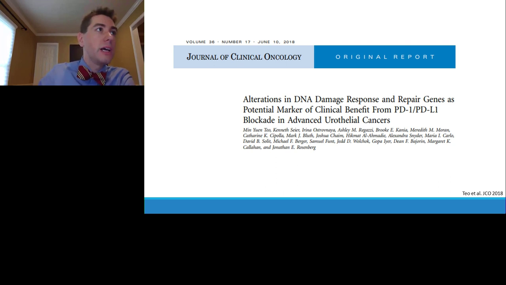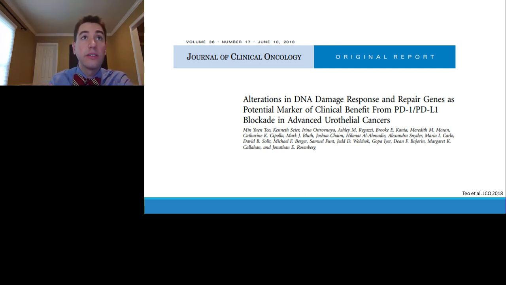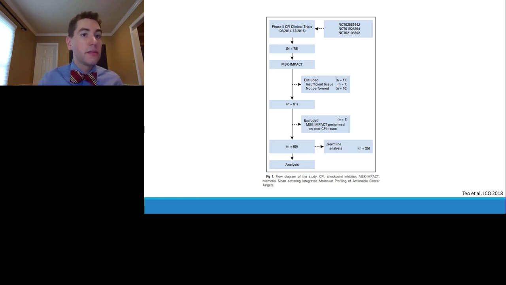And so looking at the study here, Teo and the group at Memorial Sloan Kettering looked at alterations in DNA damage response and repair genes as a potential marker for clinical benefit of PD-1, PD-L1 blockade in advanced urothelial cancer. And they looked at 3 different clinical trials that they had patients on for checkpoint inhibitors and used their in-house sequencing, MSK-IMPACT, to determine if they had DNA damage repair alterations.